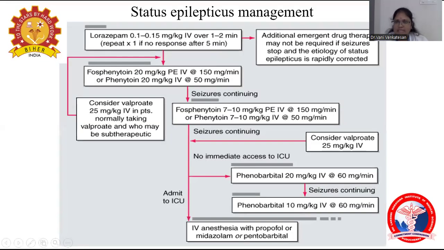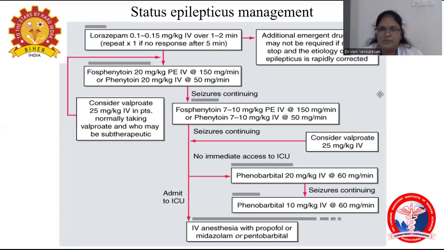So this is the outline of status epilepticus. Can you see? Initially a patient will present to you in the OPD or casualty with a seizure episode lasting for more than 30 minutes. Here, initially you will give lorazepam at a dose of 0.1 to 0.5 milligram per kg IV over 1 to 2 minutes, and the second dose will be repeated after 5 minutes. After giving the first dose, you'll wait for 5 minutes and repeat the second dose.